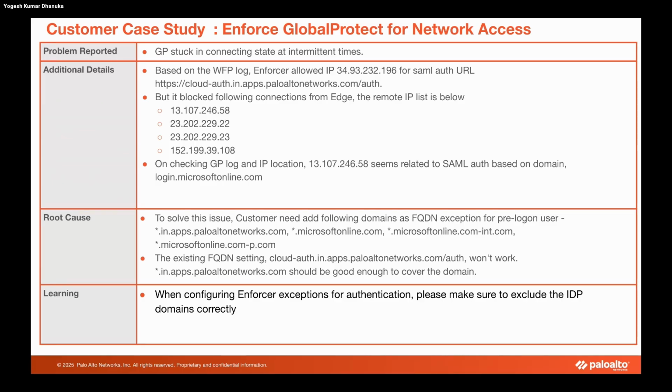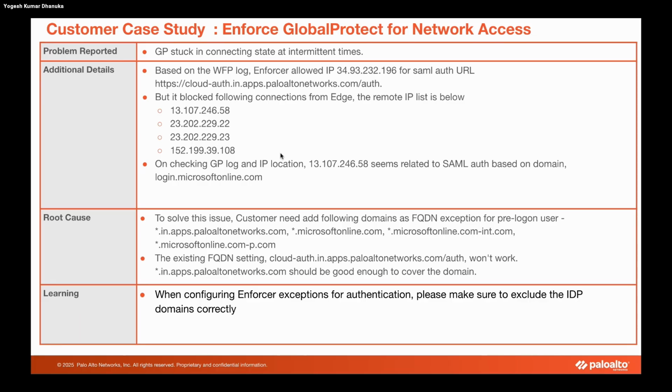Now, when the troubleshooting is done and you look at the PAN GPS log and the WFP filter logs that we discussed in the previous slide, we identified that the enforcer has allowed this IP, which is for SAML authentication, but the enforcer has blocked all these other IPs.